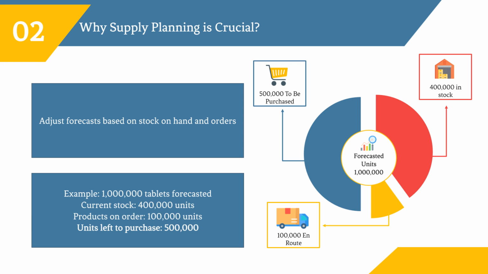There might already be some quantities of the antibiotic in stock or en route from the manufacturer. For example, if there are 400,000 units in stock at the central warehouse, then only 600,000 units need to be purchased. And if 100,000 units are already ordered and en route, then the purchasing need further reduces to 500,000. The supply plan helps determine exactly how much product to order by considering the forecast, stock levels, products on order, and more.